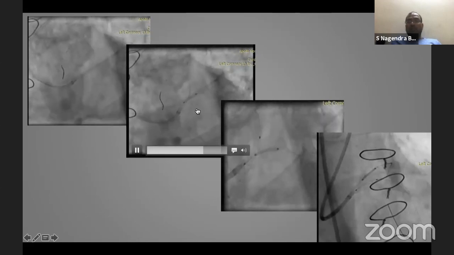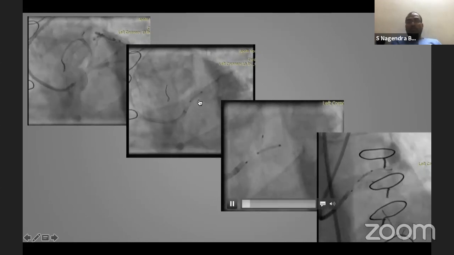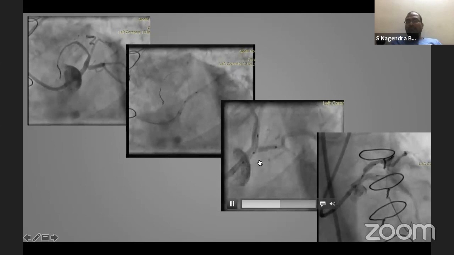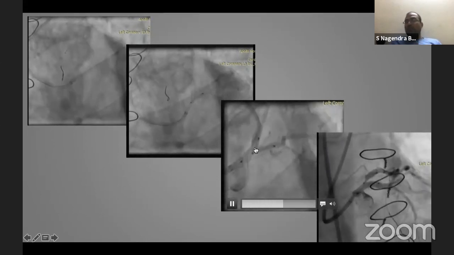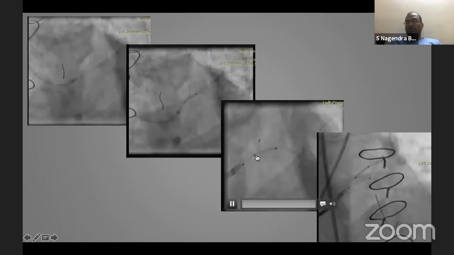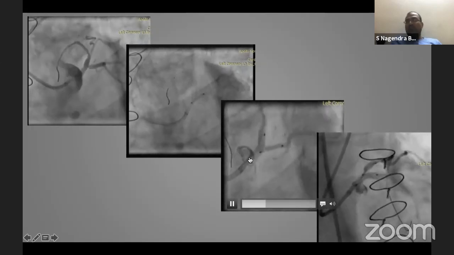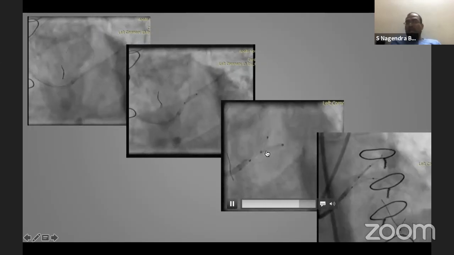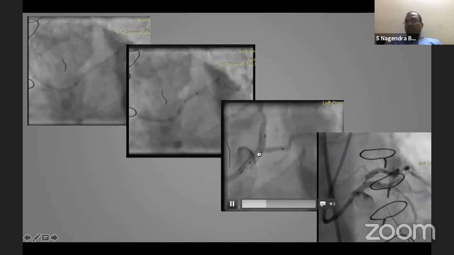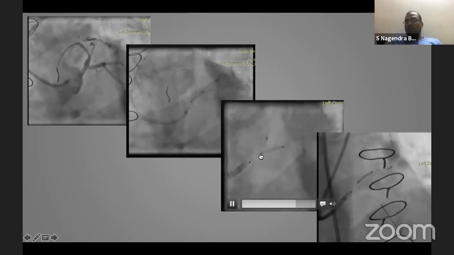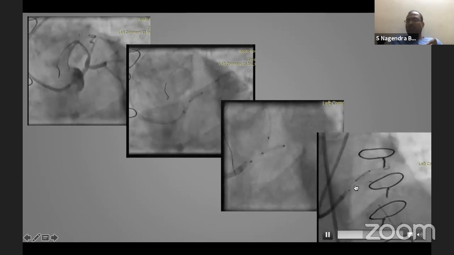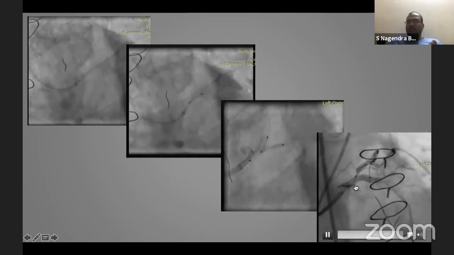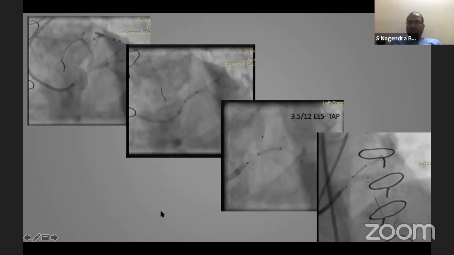Later on, we opened the strut with the 2.0 by 12, 2.5 by 12 balloon, and the TAP technique was used. In the TAP technique, we should ensure that 50% of the balloon across the side branch is distal and 50% is proximal to the vessel. For example, here it looks like it's too much inside the left main, but here you can clearly see it's appropriately placed at the ostium. We pulled slightly, 0.5 to 1 millimeter, into the vessel and then deployed it.